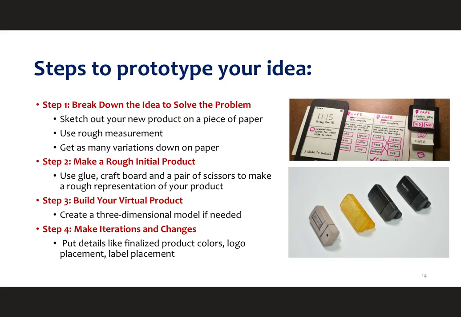Step 2, make a rough initial product. Sometimes you use glue or cardboard or scissors in order to make the representation of your product. Number 3, build your virtual product. Try to create a 3-dimensional model in order to make it look real. You could use paperboard, you could use rubber, you could print it out, you could use anything that you think you can find.